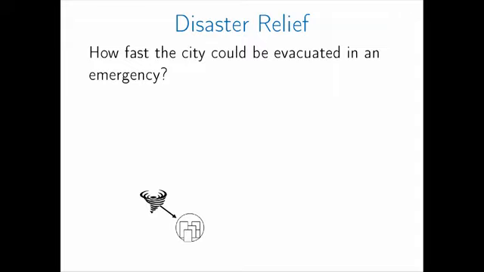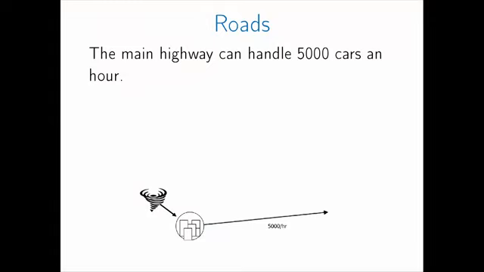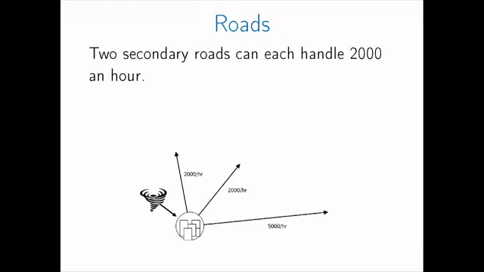To set things up, suppose that you're a disaster relief manager, and you have this city and you want to know how quickly it could be evacuated in the case of an emergency. To do this, you have to look at the roads leading out of the city, and so you see that there's the main highway out that will handle 5,000 cars an hour. Of course, this isn't the only road leading out of the city. There are some secondary highways that can each handle 2,000 cars an hour.